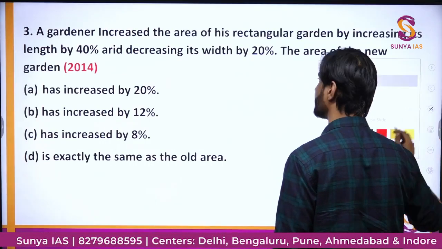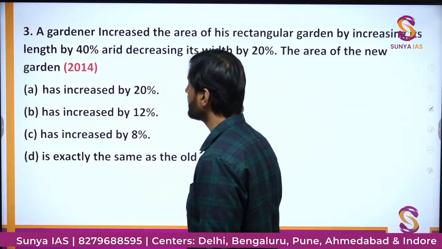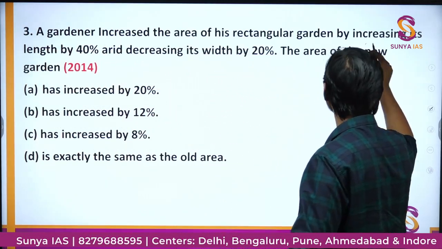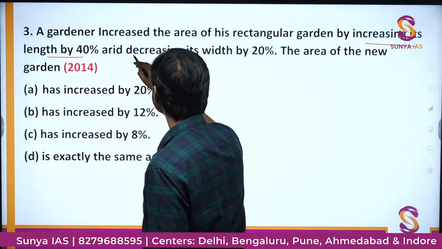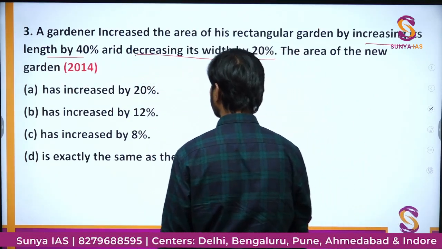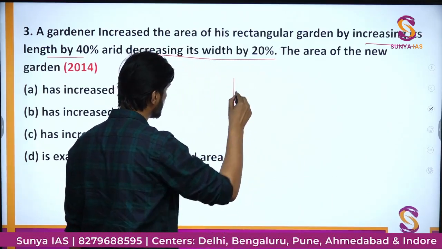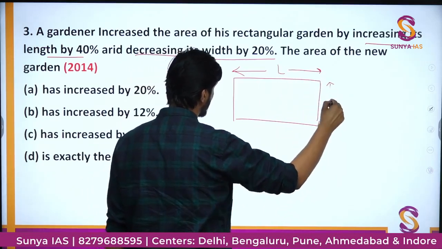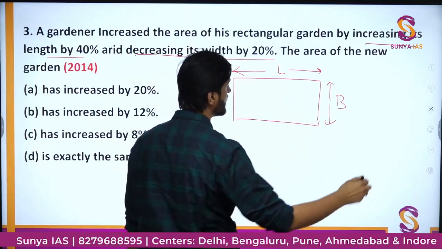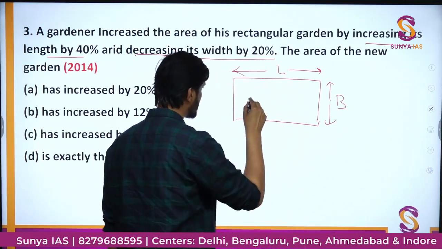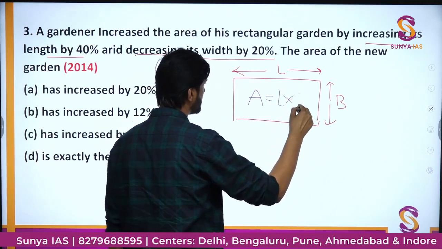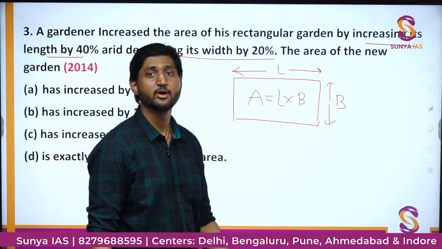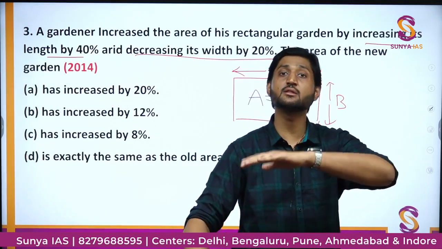Now based on it, we will solve some problem on area. A gardener increased the area of his rectangular garden by increasing the length by 40% and decreasing its width by 20%. So suppose the garden is in the shape of a rectangle, there is a length L and then there is a breadth B, right? What will be the area? Area of this particular rectangle will be A equal to L into B. Now what you are doing is that you are actually increasing the length by 40%. So you know, in the percentage topic we discussed the idea of increasing something by 40%.